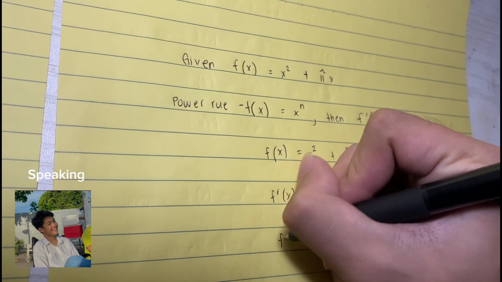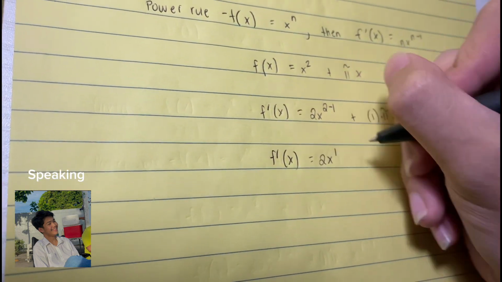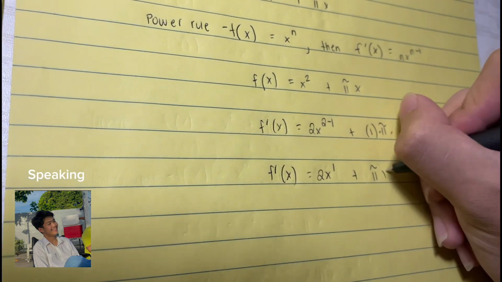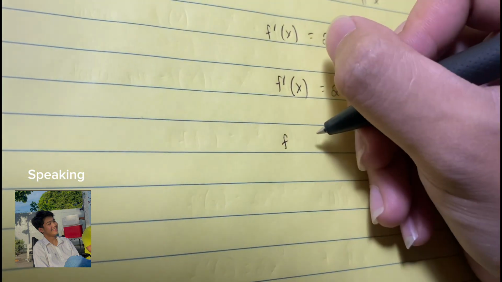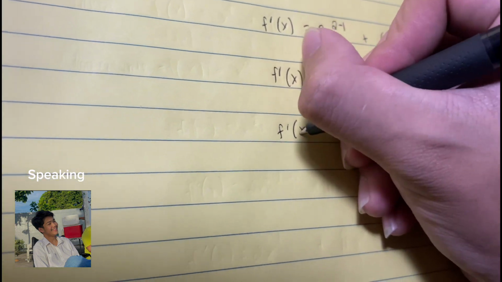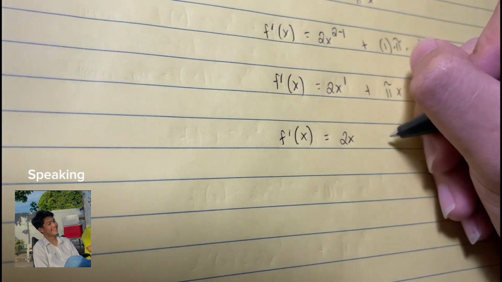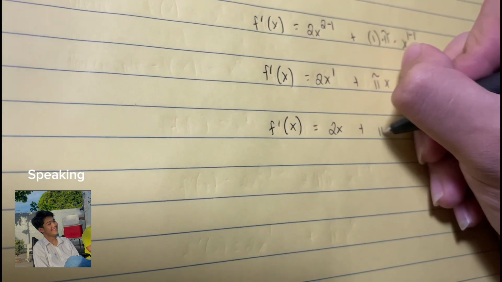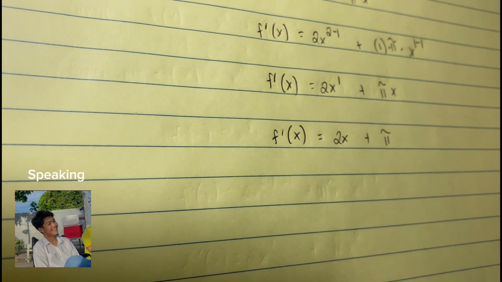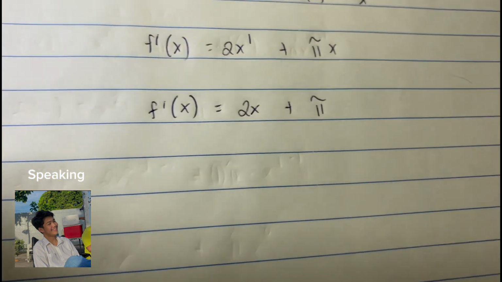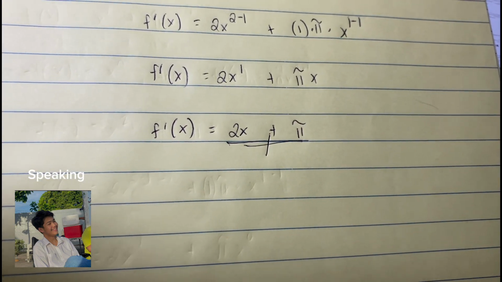Next step is evaluating the function. F prime of x equals 2x raised to 1 plus pi. The final step is finalizing. F prime of x will give us 2x plus pi. That will be our final answer. Did you notice why x was removed next to pi? It is because any number raised to the exponent 0 equals 1. That's why we removed the x.